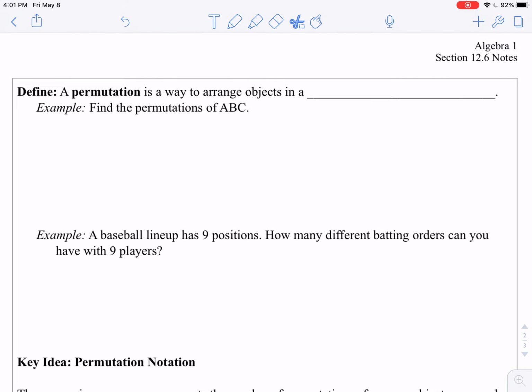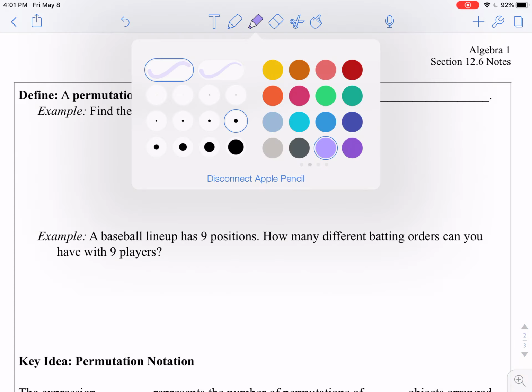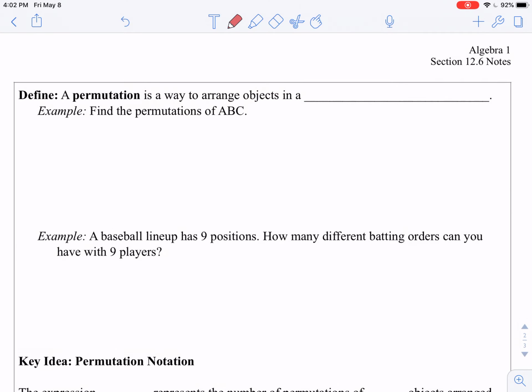Now factorials show up in what's called a permutation. A permutation is a way to arrange objects in a specific order. For example, if you have these 3 letters, A, B, and C, we are looking for all the possible ways to arrange the letters A, B, and C without repeating any letters.